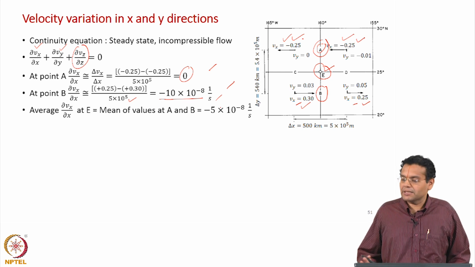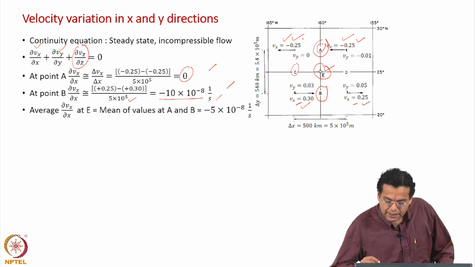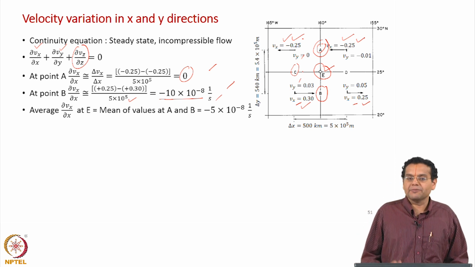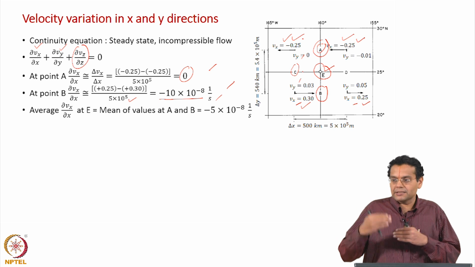Let us do exactly the same thing for the y direction. I take point C, where I know 2 velocities. To find ∂vy/∂y, I need vy at 2 points separated by a y distance along the y direction.